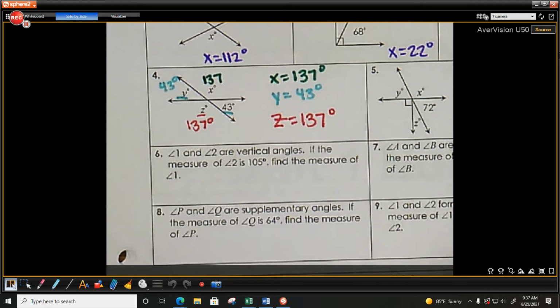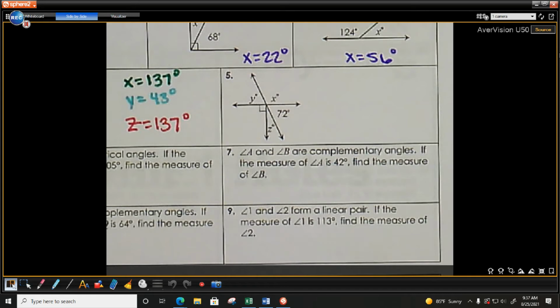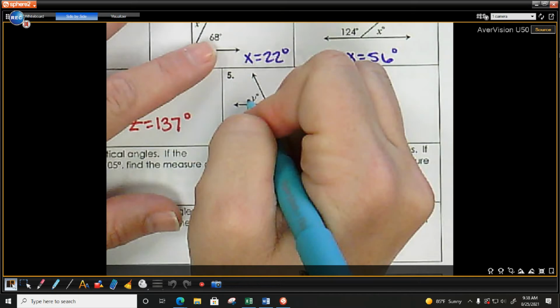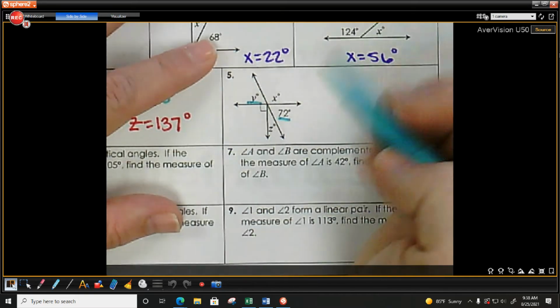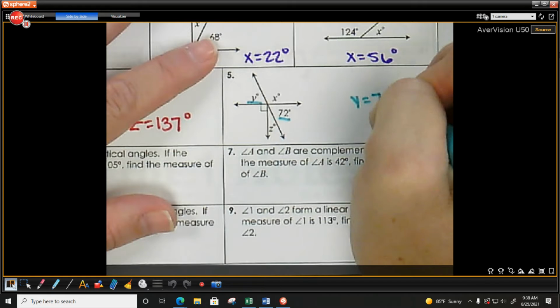Okay, let's look at number 5. What can we figure out first? Y is vertical to the 72 degree angle. So y is opposite of 72. They are vertical angles, so that means y is 72 degrees.